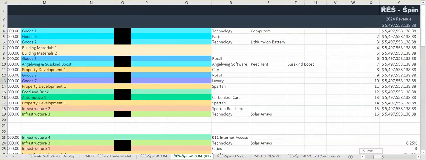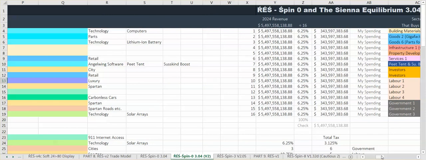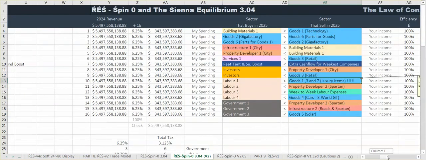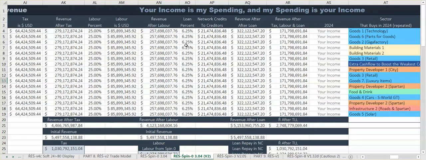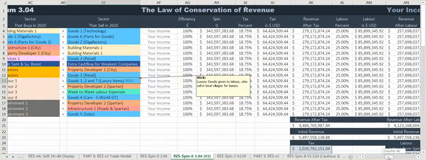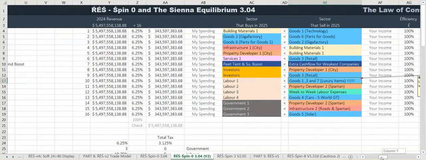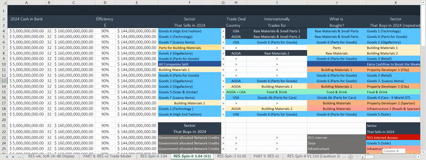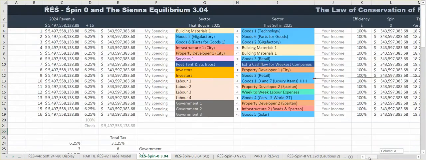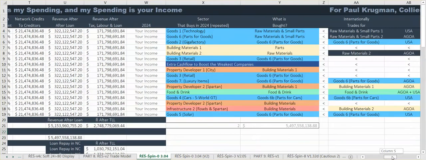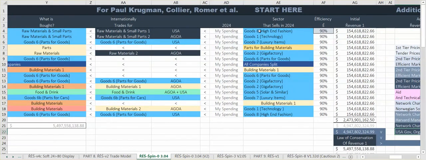What we're doing here is, instead of doing a theory of every business where we make everything and trade for everything internally, this is a trade model where a lot of stuff gets shipped abroad. Let me just try and find it. Yeah, okay, this is influenced by Paul Krugman: your spending is my spending, and my spending is your income. And Paul Collier, whose book I was reading at the time as well. Okay, start here.